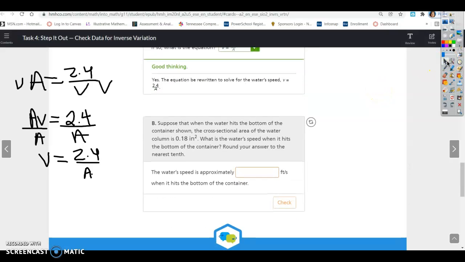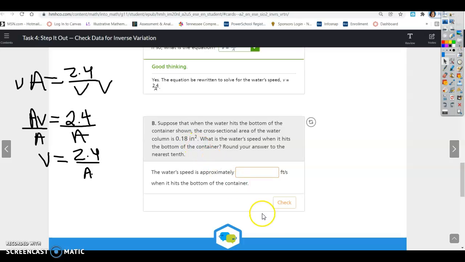The next question says, suppose that when the water hits the bottom of the container shown, the cross-sectional area A of the water column is 0.18 inches squared. So that means our A value is this. What is the water speed when it hits the bottom of the container? Round your answer to the nearest tenth. So all we're going to do is take this right here. We're looking for the speed or the velocity, and we know V equals 2.4 divided by A. So we're going to do 2.4 divided by the cross-sectional area they give us, which is 0.18.